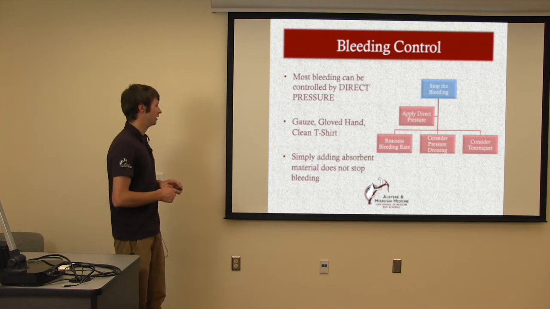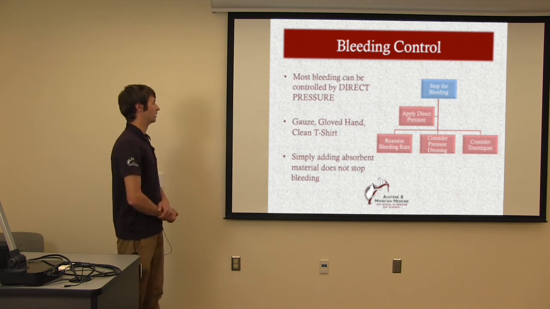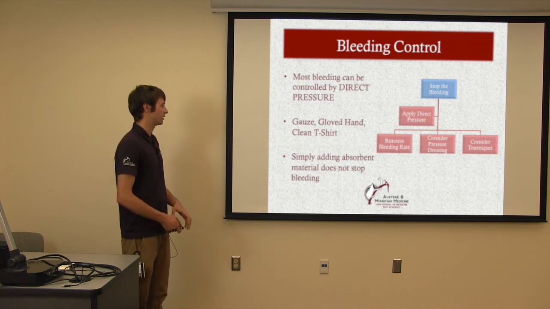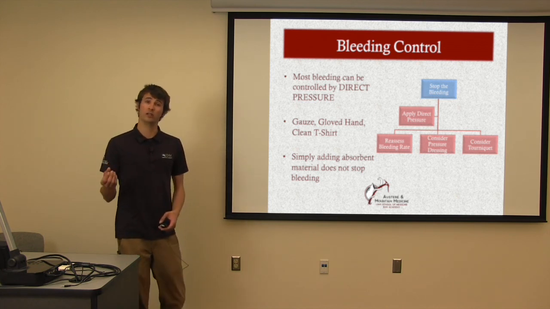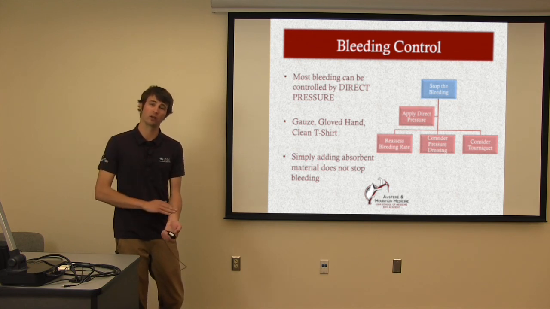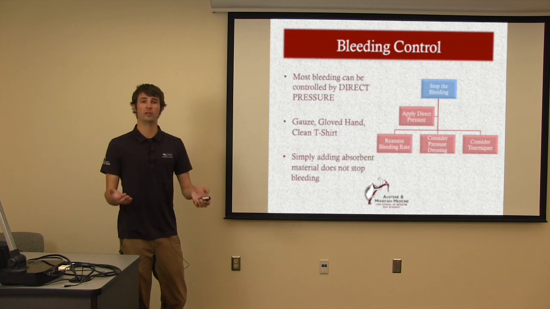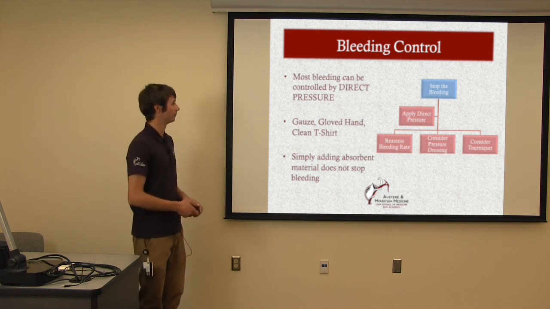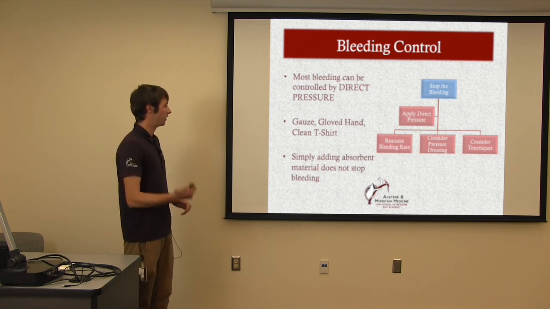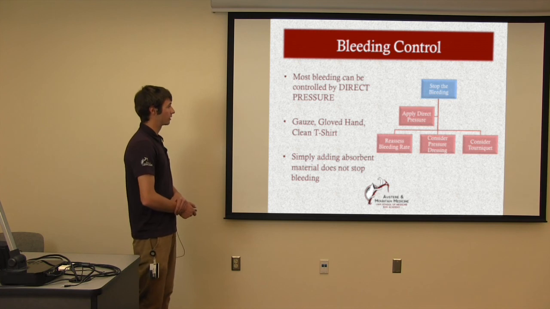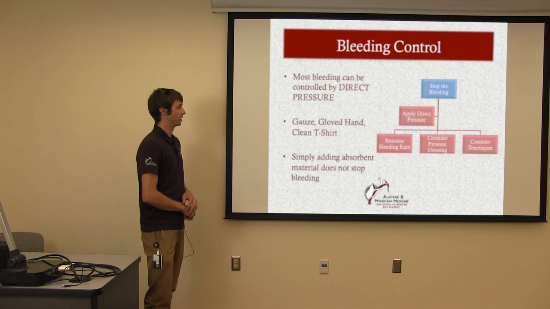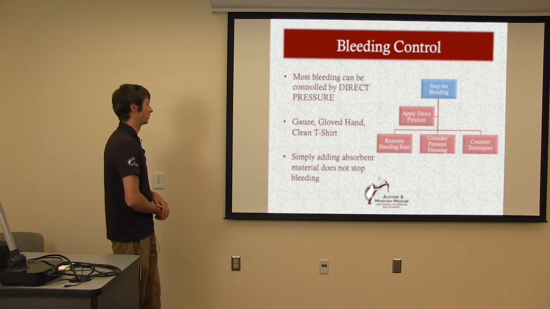Gauze, a gloved hand, a clean t-shirt, all of these can be used to control bleeding with simply direct pressure. Again, this is not just taking something absorbent. Oftentimes we are using absorbent material, but we're not just allowing it to soak up the blood. We're actually applying direct pressure to promote hemostasis, or the stopping of blood. Oftentimes direct pressure is all it takes, but after we apply it, we have to reassess the bleeding, consider a pressure dressing, and if that doesn't work, we'll have to consider a tourniquet.